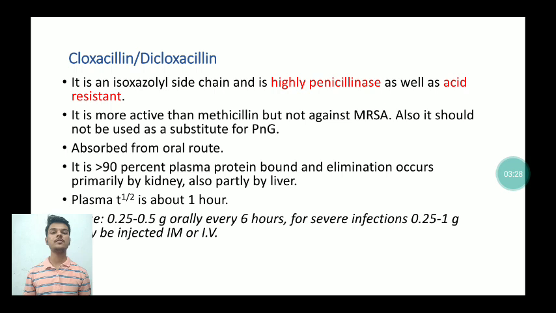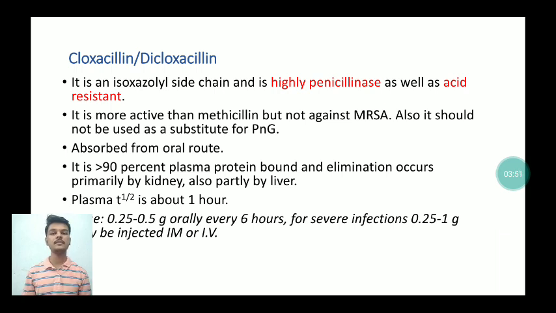The second drug we have is cloxacillin or dicloxacillin. It has an isoxazolyl side chain in their structure and they are highly penicillinase as well as acid resistant. They are more active than methicillin, but they are not used against methicillin resistant Staphylococcus aureus. Also, these are less active than penicillin G. Hence, they are not used as a substitute for penicillin G.